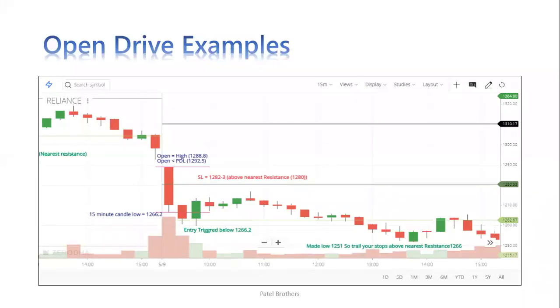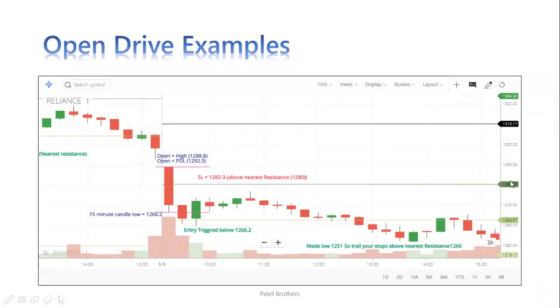So here you see that there is a difference of 22 points between high and low. So we cannot take a 22 points risk for an intraday. For an intraday, more than 1% is not valid. So the difference between entry and high is 22 rupees, which was not supported for the risk. So what we'll do, we'll find out what is the nearest pivot point.